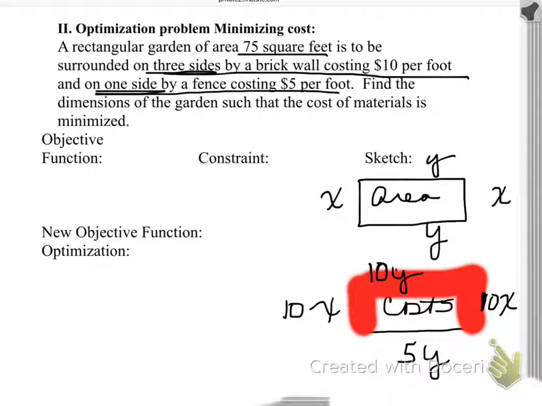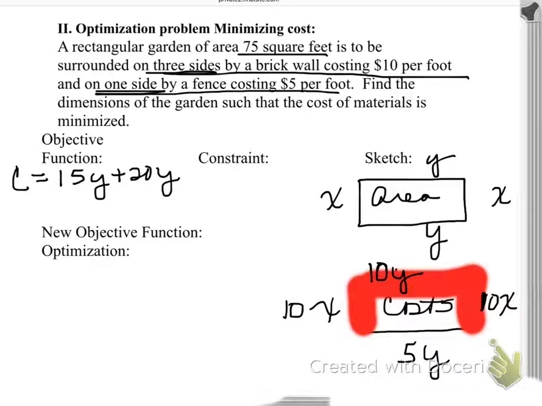Okay, so my objective is to minimize the cost. Well, what will the cost equal? Well, the cost will equal 5y plus 10y, so I can add the y's together, that's 15y, and then plus 10y plus 10y, so that makes that 20y, and that's my cost function.